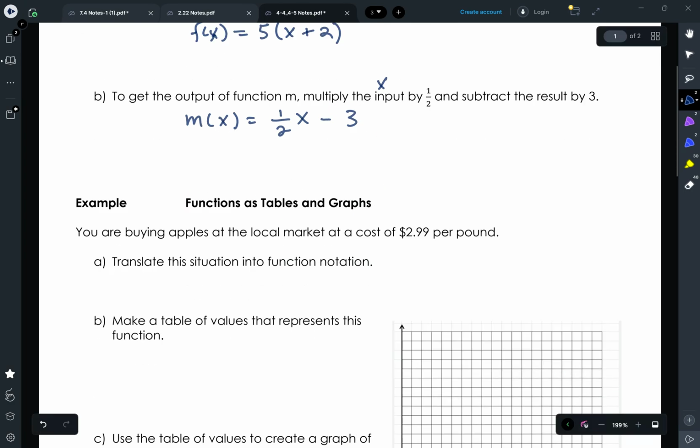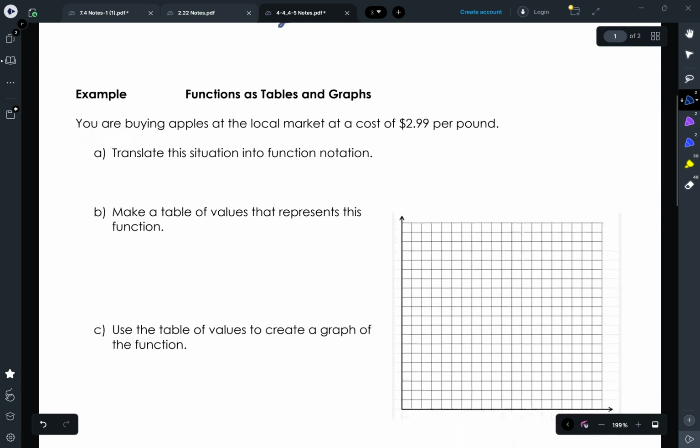Next, we're going to look at functions as tables and graphs. We're buying apples at the local market at a cost of $2.99 per pound. Translate into function notation. Sometimes I think it helps to make a table of values first. I'm actually going to start with B. So x is going to be my pounds. That's going to come first.